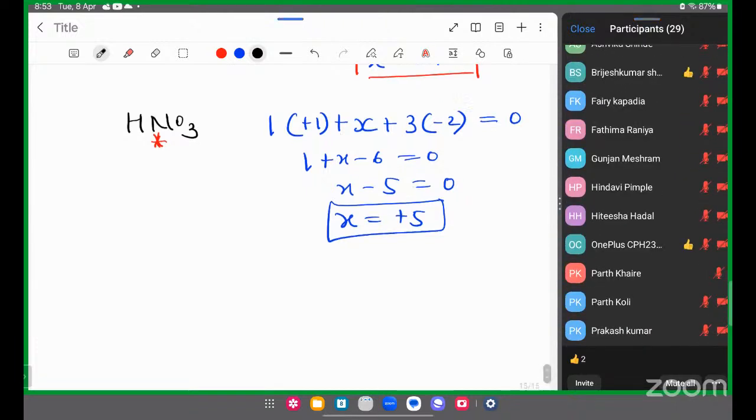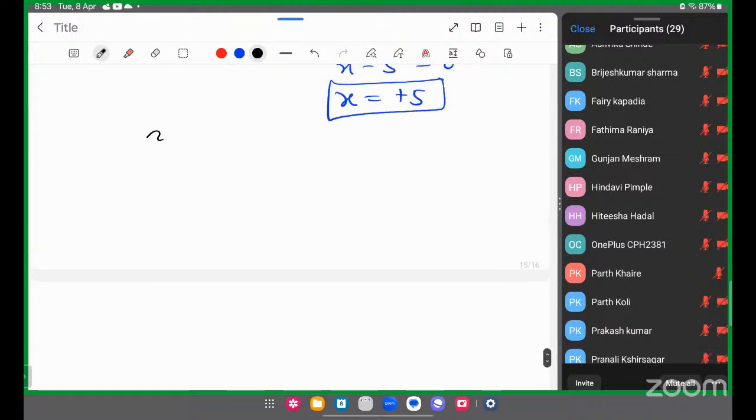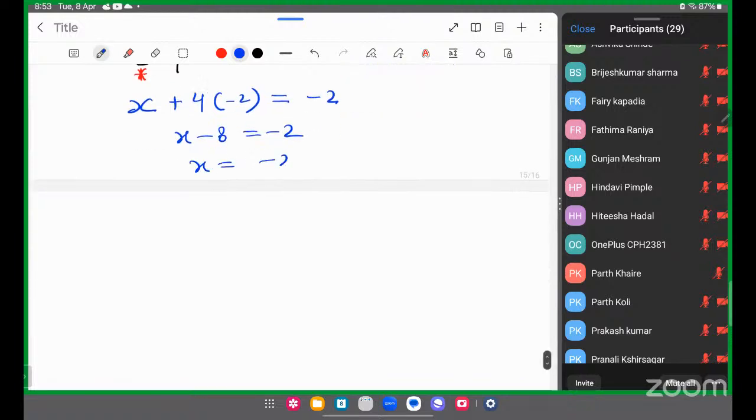Let us say we have a sulfate ion, SO4 minus minus, and we have to find out the oxidation number of sulfur. In this case, sulfur is taken as X, and for oxygen, oxygen is -2, equal to the net charge on the ion. The net charge on the sulfate ion is -2. This will be X minus 8 equals -2, so X will be -2 plus 8. So finally X will be how much? This will be +6.